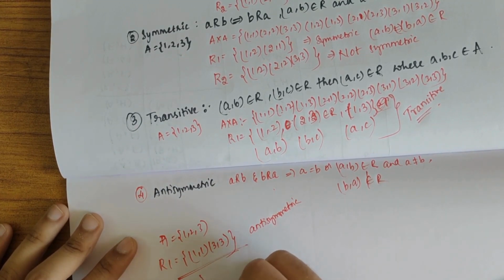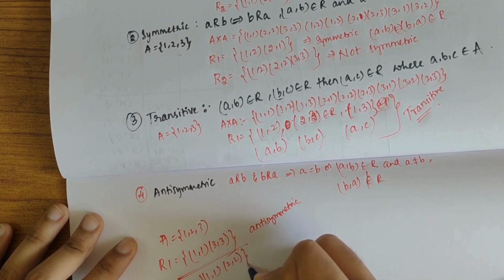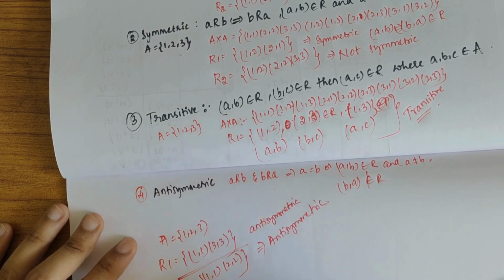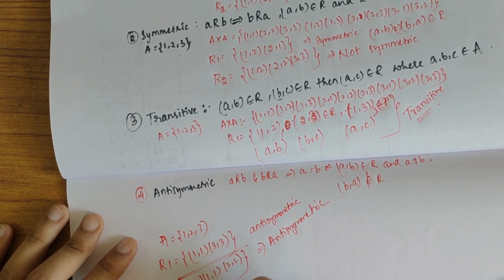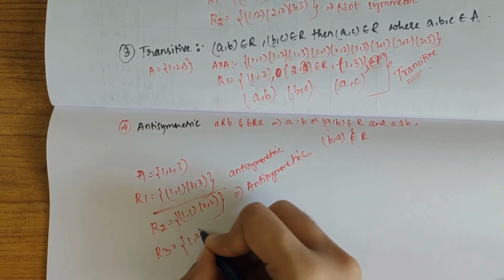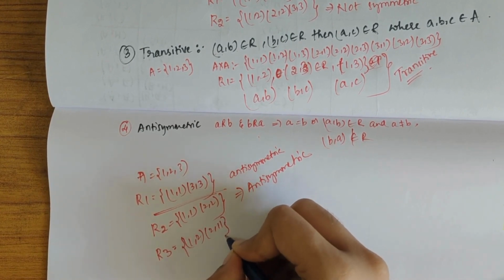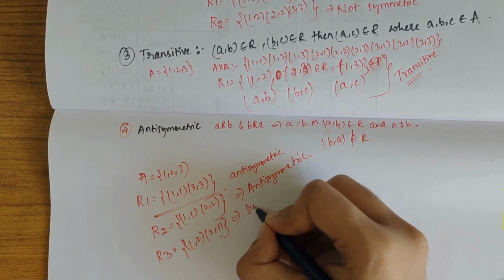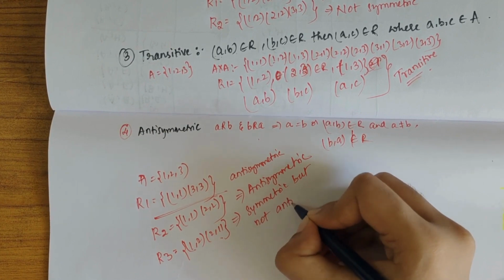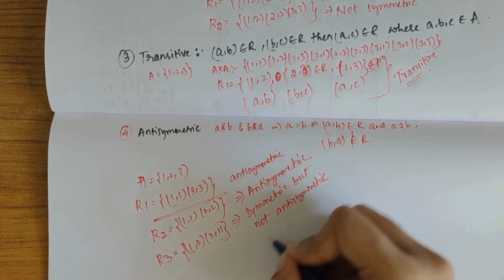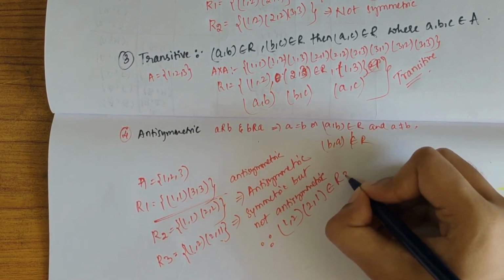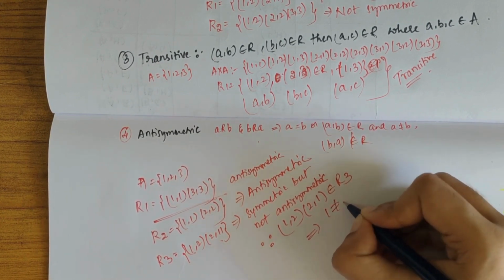Similarly, we have R2 is equal to {(1,1), (2,2)}. We can say that this is antisymmetric. Then let's take R3 is equal to {(1,2), (2,1)}. This is symmetric but not antisymmetric, because (1,2) and (2,1) belong to R3 and here 1 is not equal to 2.